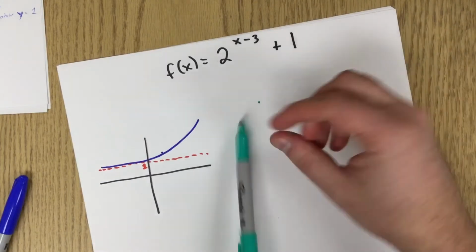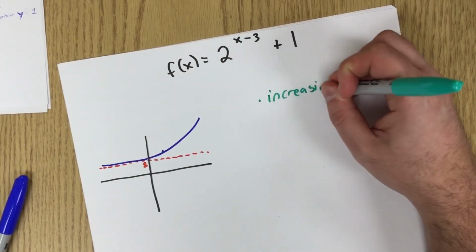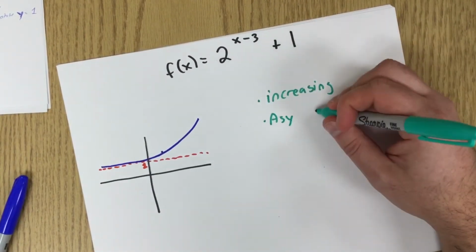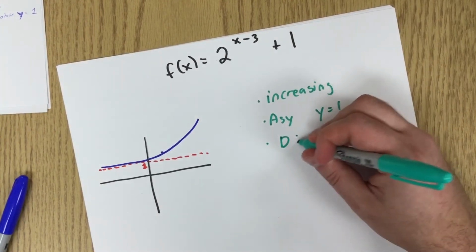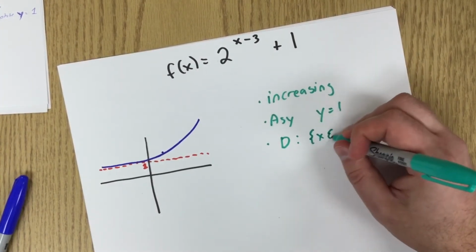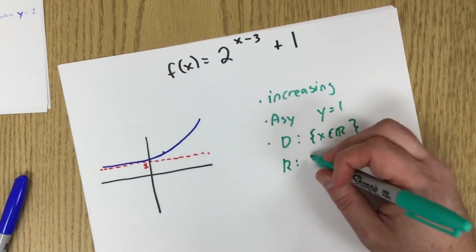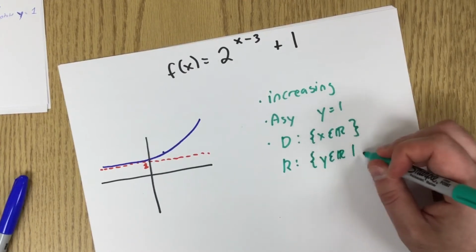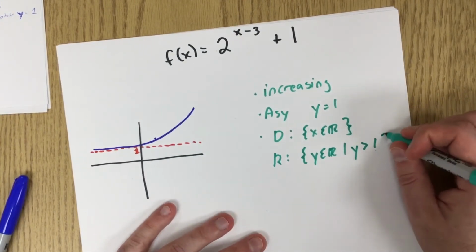And what do we know? We know that it's increasing. The asymptote is at y equals 1. The domain is all real numbers. And the range is going to be all real numbers as long as it's strictly greater than 1.